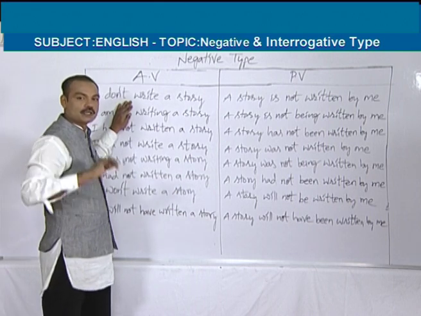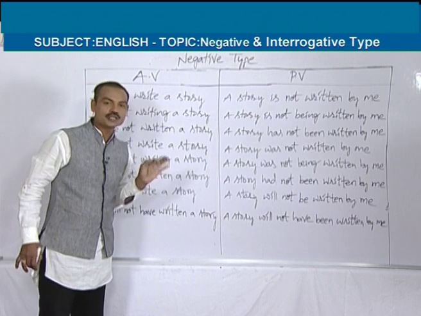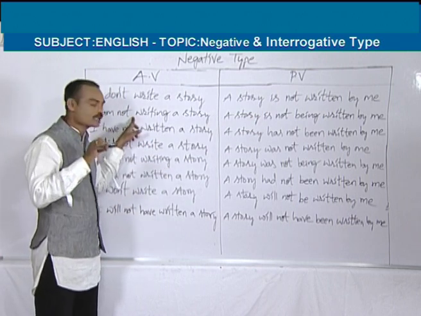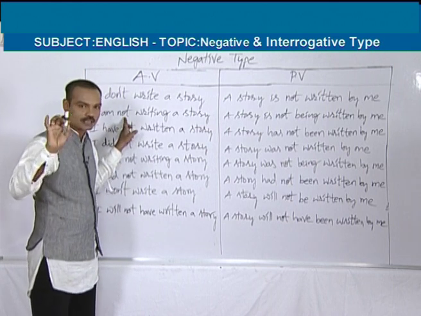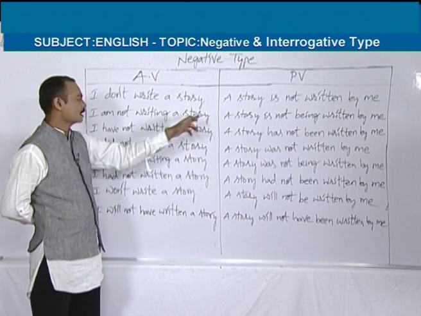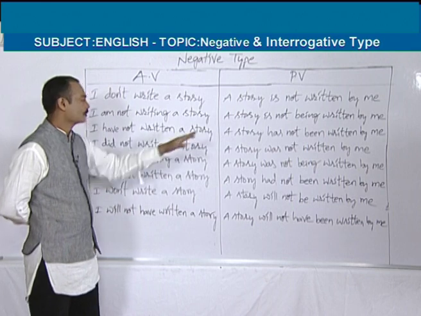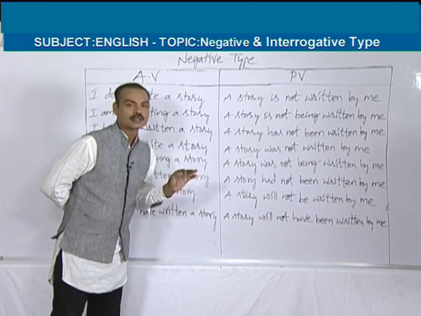I have already told you that whenever you find the ing form in the active voice, being should be used in the passive voice. Is it a positive sentence or a negative sentence? See, whenever you find not after the helping verb, that is called a negative sentence. So how to change negative sentences? See, I am not writing a story. A story is not being written by me.